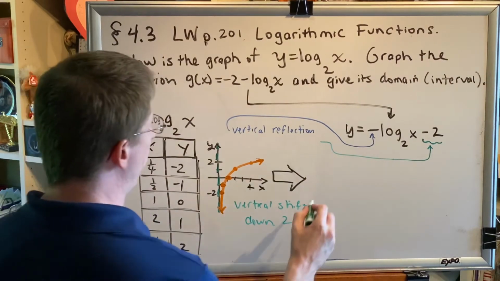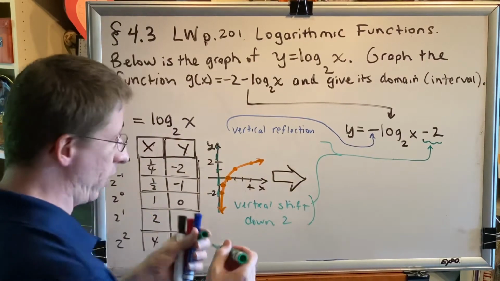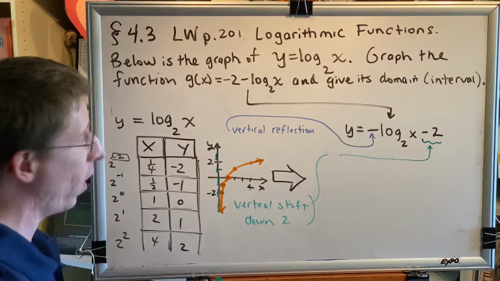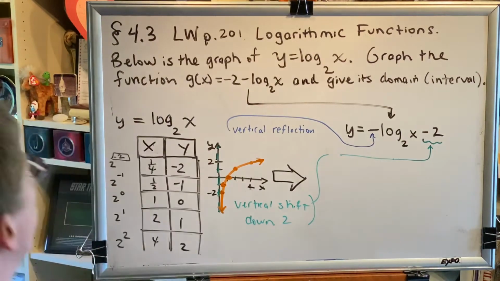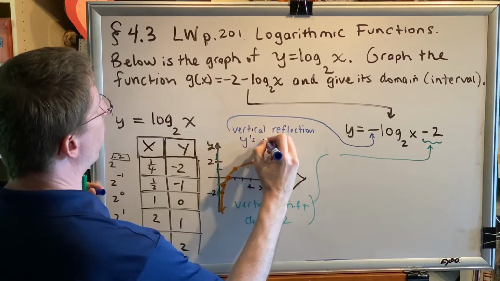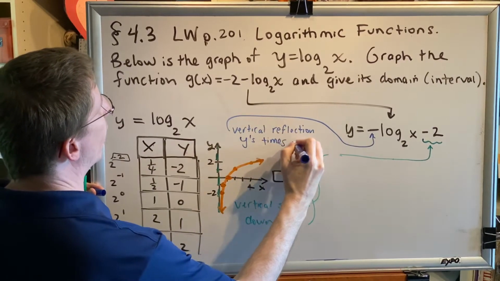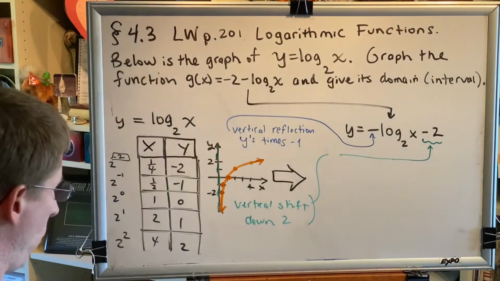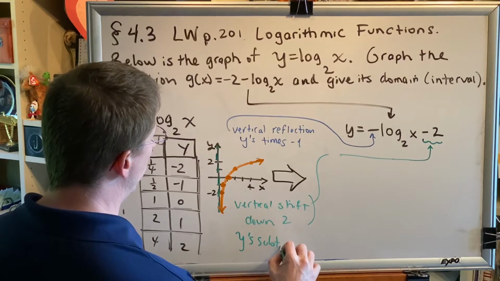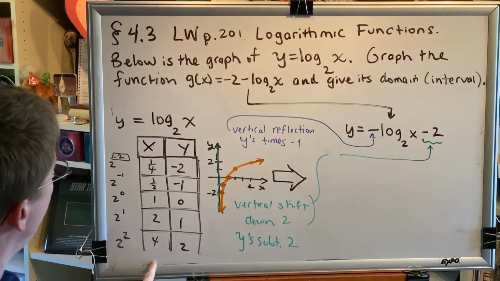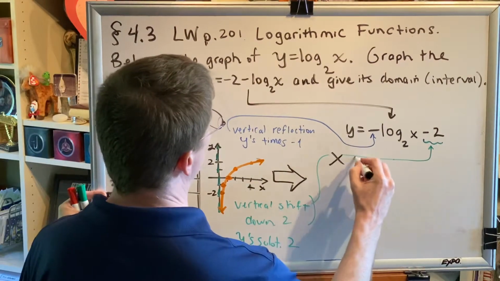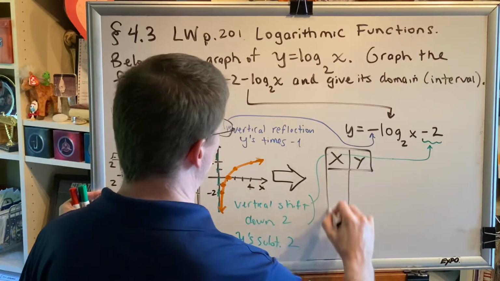So the interesting thing about this is both of our transformations for this problem are vertical, and we have to do them in the correct order. We have to do the vertical reflection first, then we have to do the vertical shift. They both affect the y coordinates. With a vertical reflection, the y's get multiplied by -1. And then with a vertical shift down, the y's all subtract 2. All right, so we're going to take this table of points, we're going to adjust the y's, and that will give us our new table of points. The x's do not change.